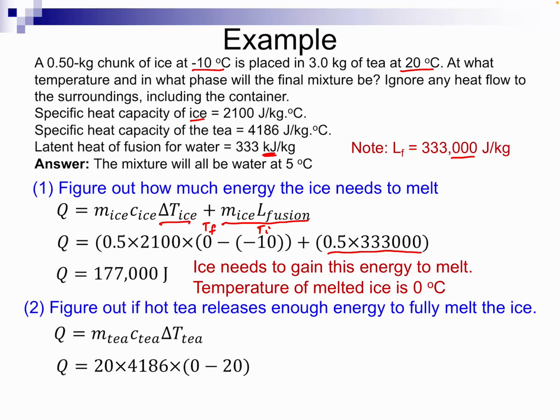So mass of tea is given, specific heat of tea, which is that of water, is given. And then the change in temperature of tea, this 20 degrees is the initial temperature. Well, if all of the heat of the tea goes into melting the ice, we assume that the temperature of the tea will go down to 0 degrees Celsius.